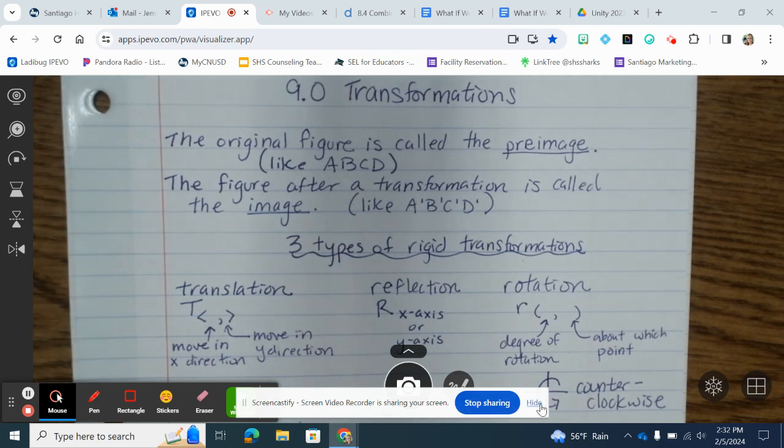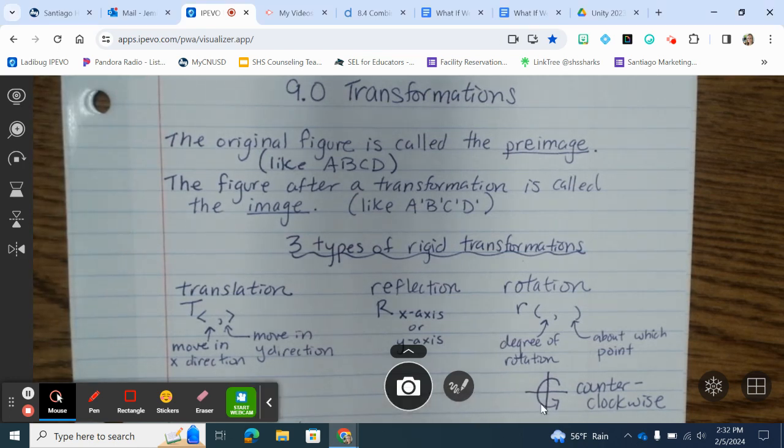Okay, these are the notes for 9.0 transformations. This is a review unit, and the notes are being done differently today because I really need the flexibility of some paper to move things around. So I'm going to quickly go over what I have up on the screen, and then I recommend you pause this video so you can write it down.